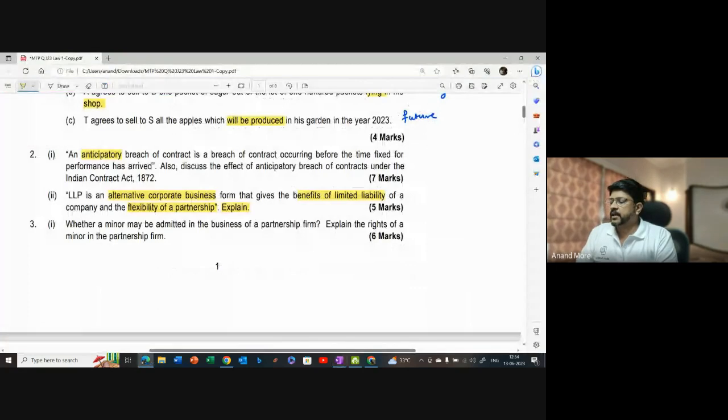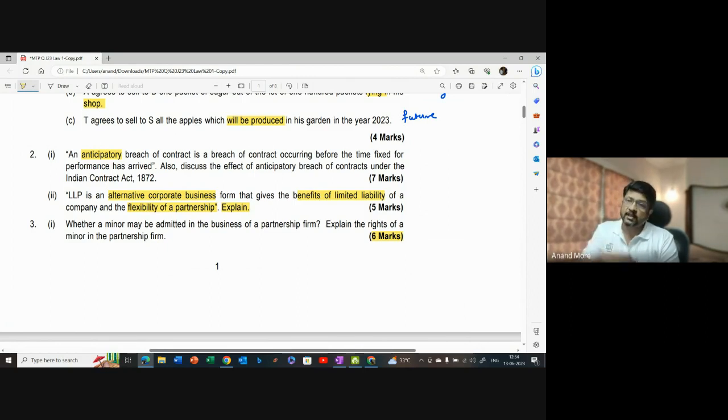Next one, question number 3: whether a minor may be admitted to the business of a partnership firm. Explain the rights of a minor in a partnership firm. I am very sure that you may find this to be a very important and easy question. Minor, basically, you are going to specify that under the Indian Contract Act, a minor is not competent to contract. He does not have the capacity to enter into a contract, and partnership comes out of agreement. Therefore, by default, a minor is not capable of entering into a partnership.